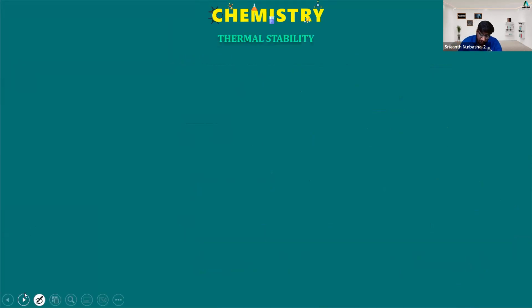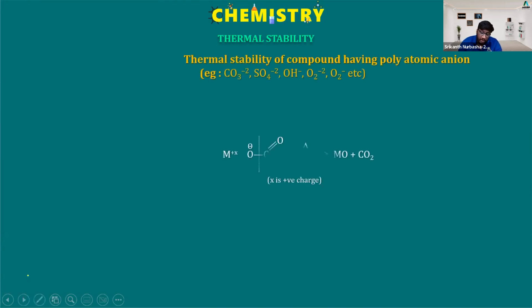After the solubility, for large size anion, small size anion, like large size common ion, small size common ion, and then P and D block elements. Then you can look at the thermal stability. Thermal stability of a compound having polyatomic anion. Thermal stability you are going to compare. Generally asked question: which of the following are thermally stable?